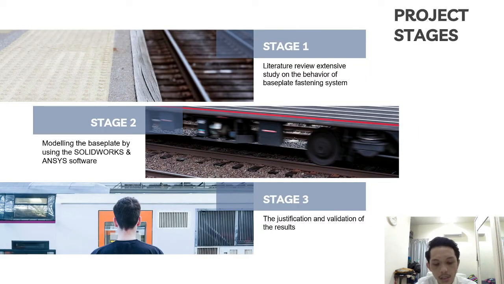For the project stages, stage 1 is more on the literature review, where extensive study on the behavior of the base plate fastening system has been reviewed by myself with the help of my supervisor in order to have a better understanding of this topic. For stage 2, I will create the model of the base plate and rail using SolidWorks and ANSYS software. And for stage 3, the final stage, the justification and validation of the results will be made.